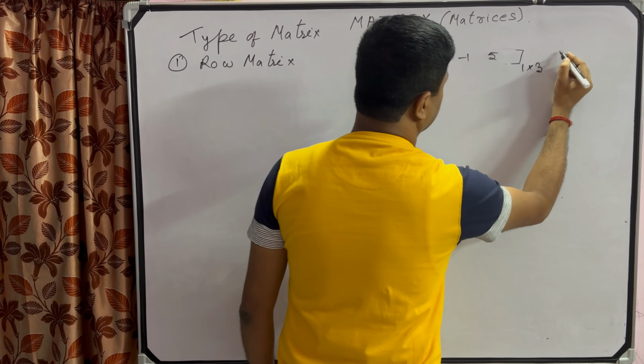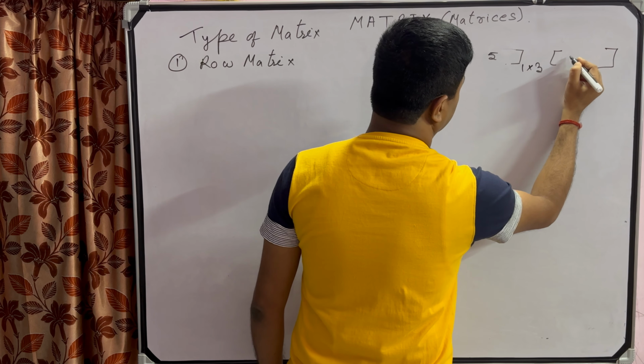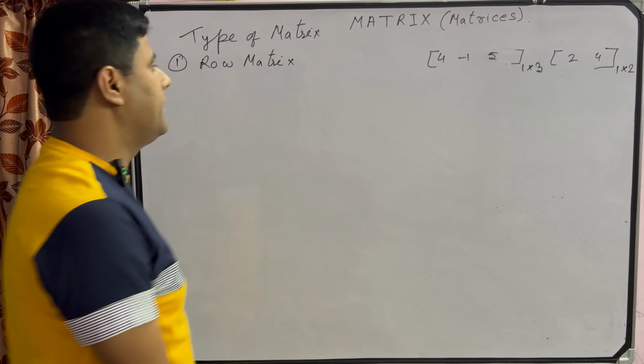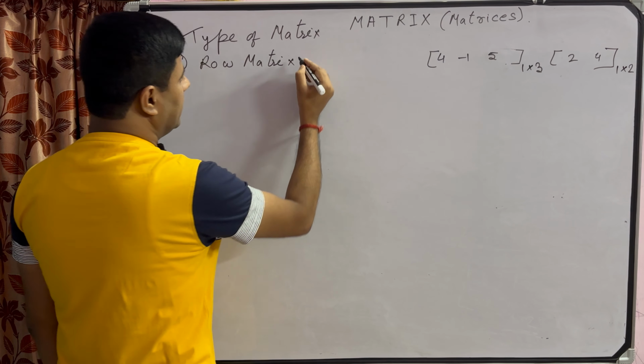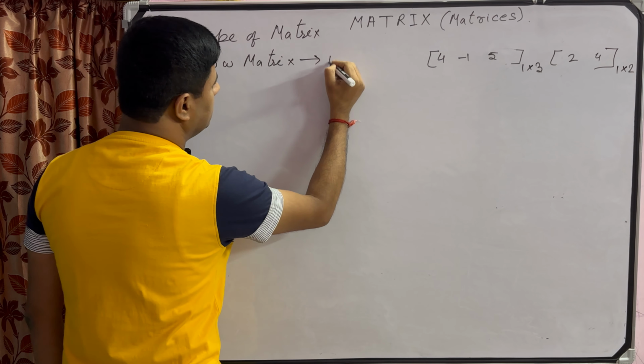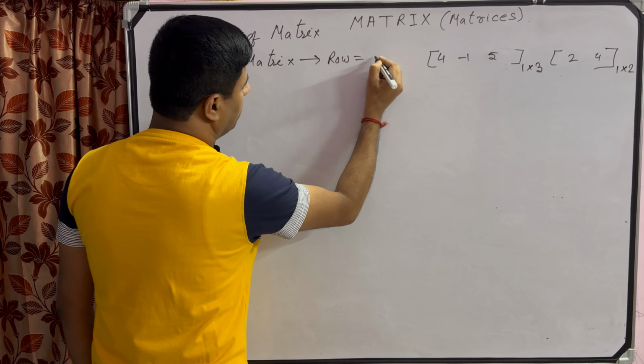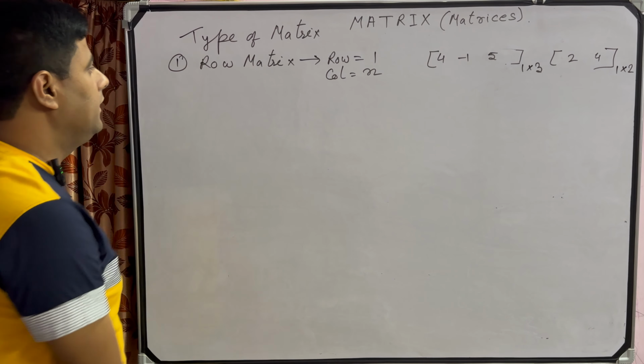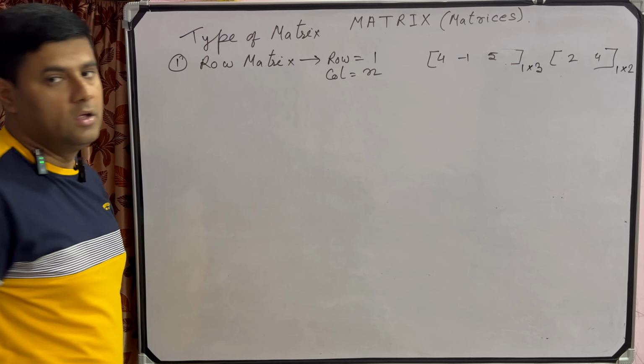It can be some other number also, like this. Suppose I'm taking 2, 4. So it has only one row and two columns. So this type of matrix is called a row matrix. So what do you mean by row matrix? Row matrix means the number of rows must be one, columns can be anything. Correct? So any 1 cross n matrix is always a row matrix.